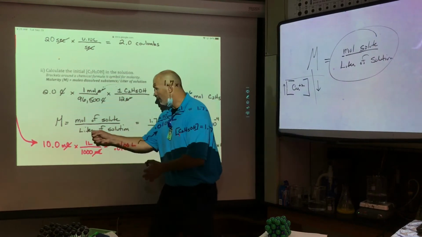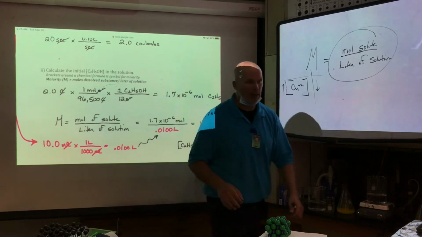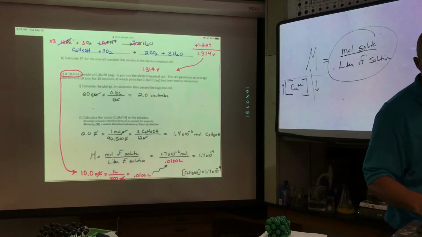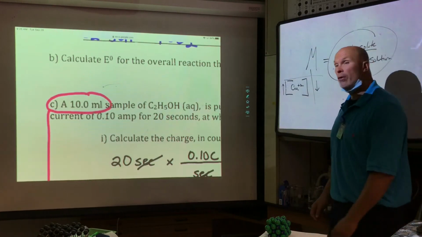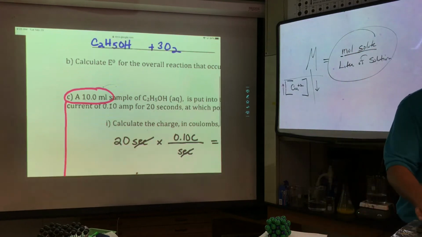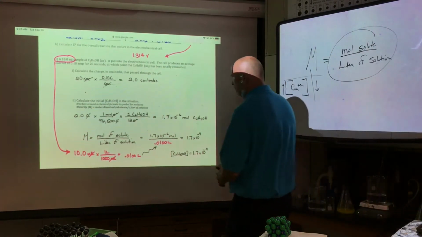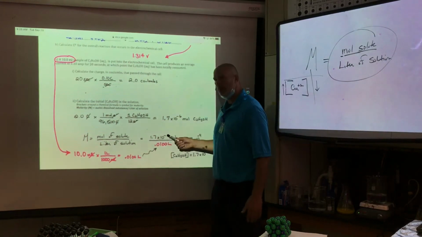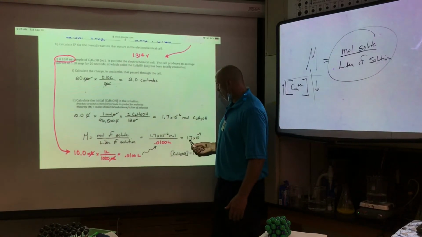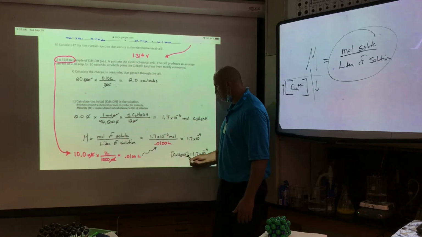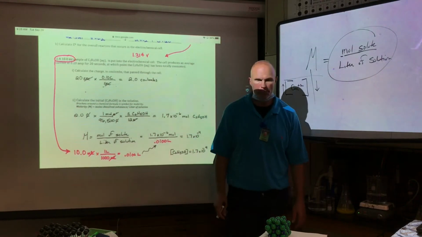What's molarity? Moles per liter of solution. From the reading, they said they had 10 milliliters. Well, convert 10 milliliters to liters, and of course, that's a conversion that should be no problem at this point. And we get 0.01. Do your math. You get 1.7 times 10 to the 4, and that is your concentration, your molarity.